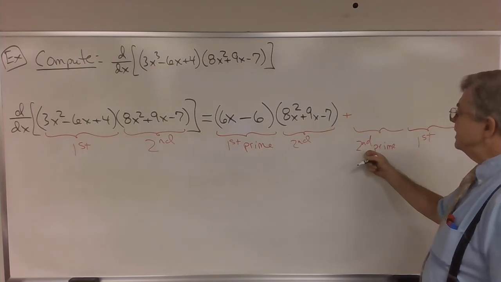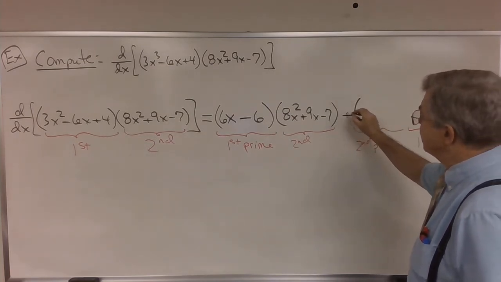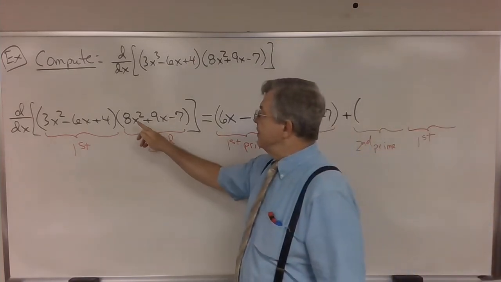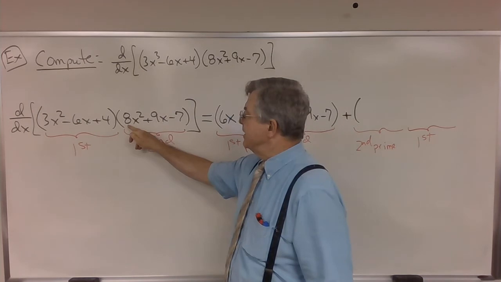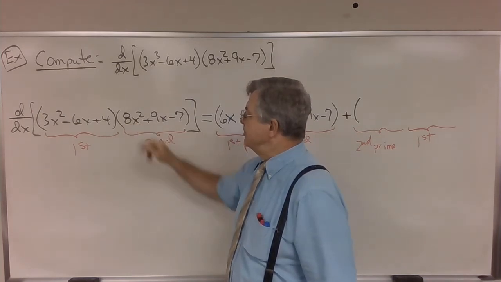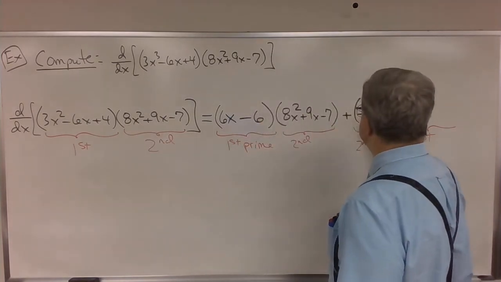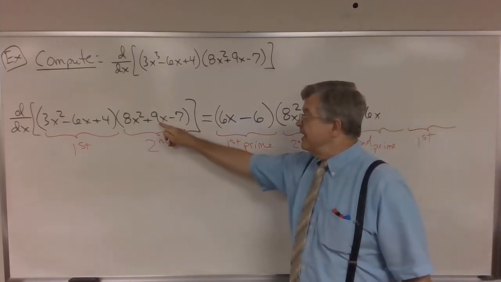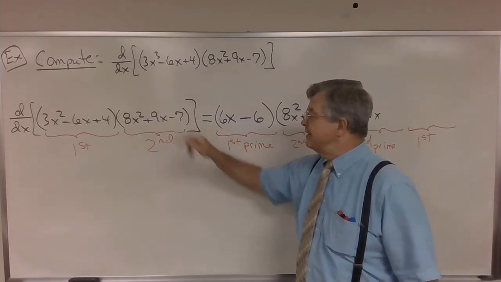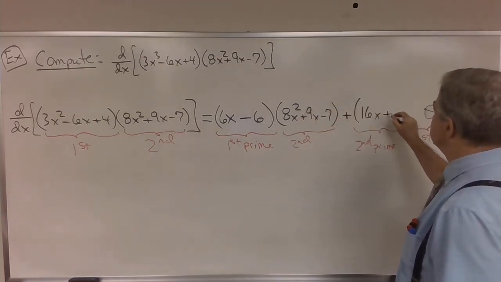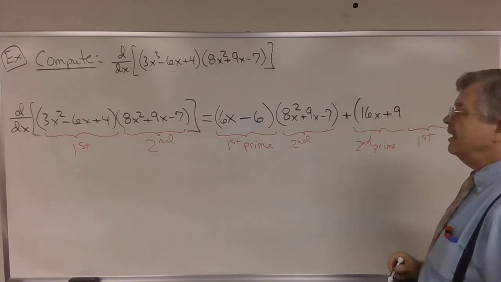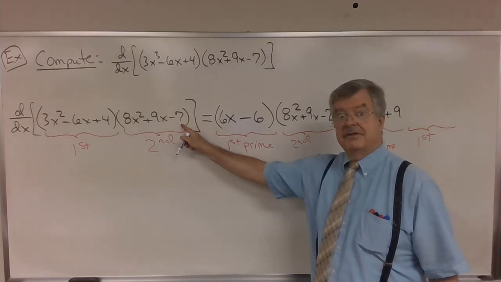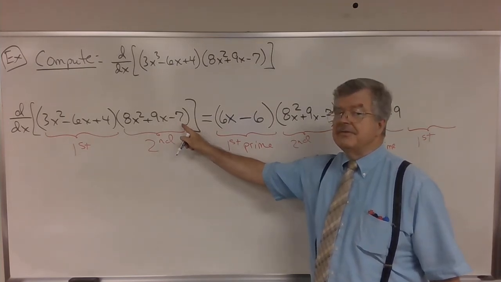Then we want the second prime, the derivative of the second function. So we get 2 times 8 is 16 times x to the first. The derivative of 9x is just the constant 9. And of course, the derivative of negative 7 is a constant, right? So its derivative is 0.